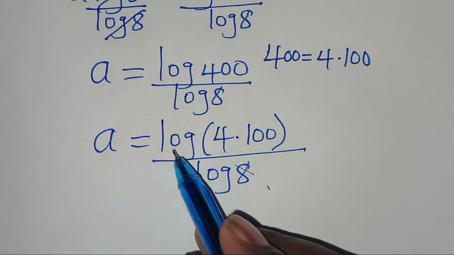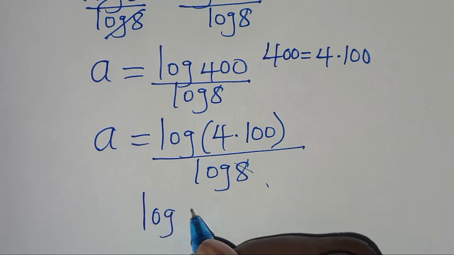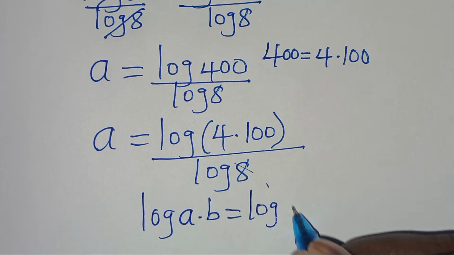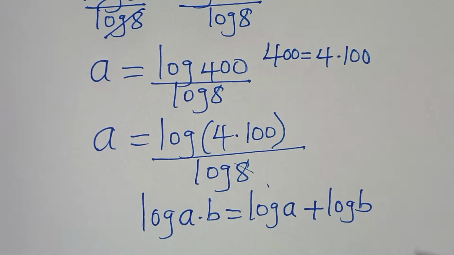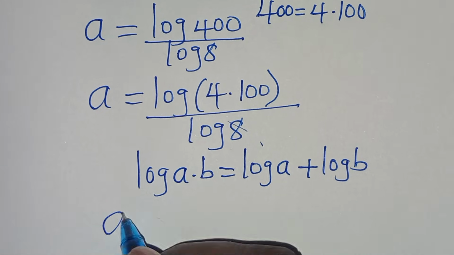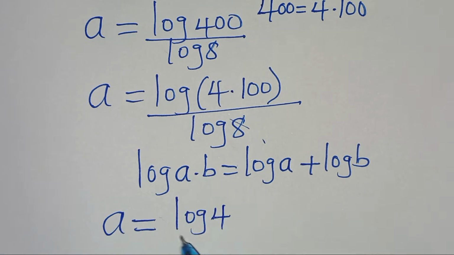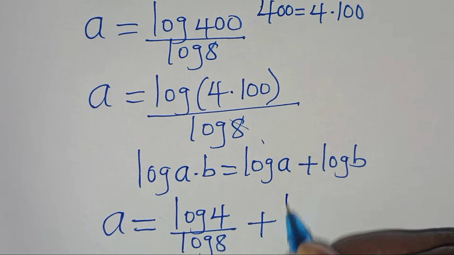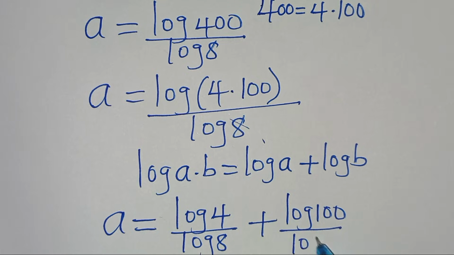So we have log 4 times 100. This is in the form of log a multiplied by b, which you can express as log a plus log b. Now, applying this logarithm property, we have that a is equal to log 4 divided by log 8, plus log 100 divided by log 8.